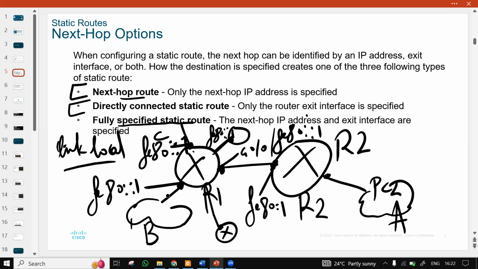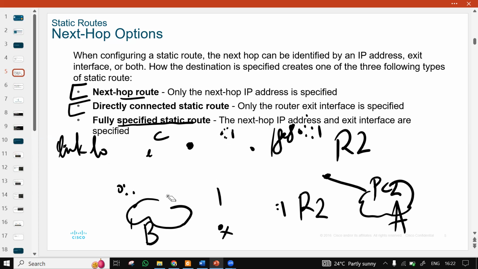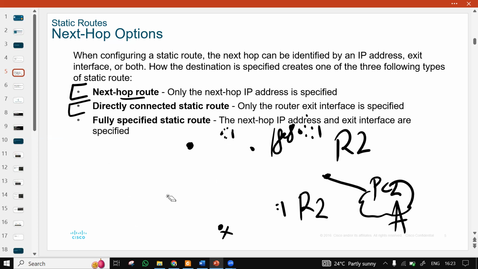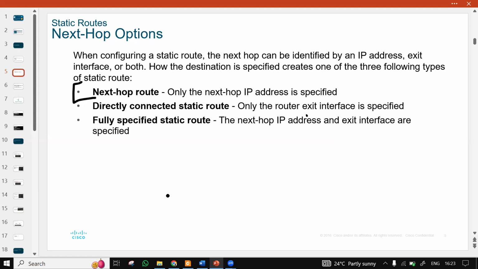But once fully specified is understood, it's just easier to know that with many networks, Ethernet LAN networks especially, you need to use the next hop route, right? The next hop route is recommended. You cannot use directly connected only.